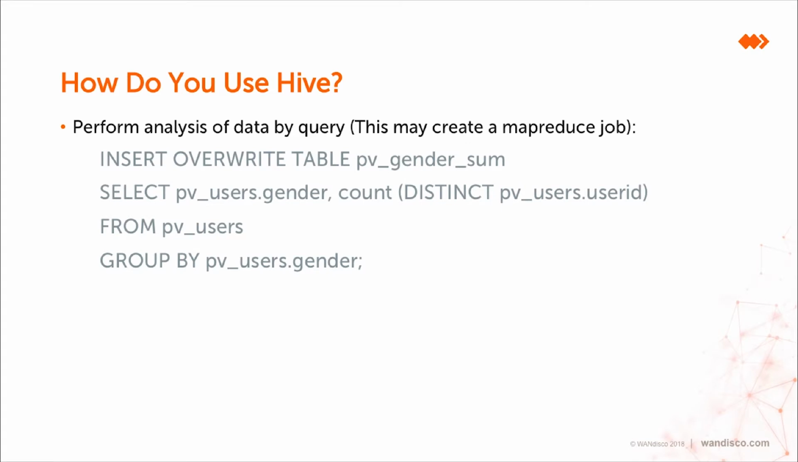You can perform analysis of the data by querying, and this could create a MapReduce job. You could see the select users.gender, count, and group by. This is common SQL that most users and analytics professionals in organizations are very comfortable with using.